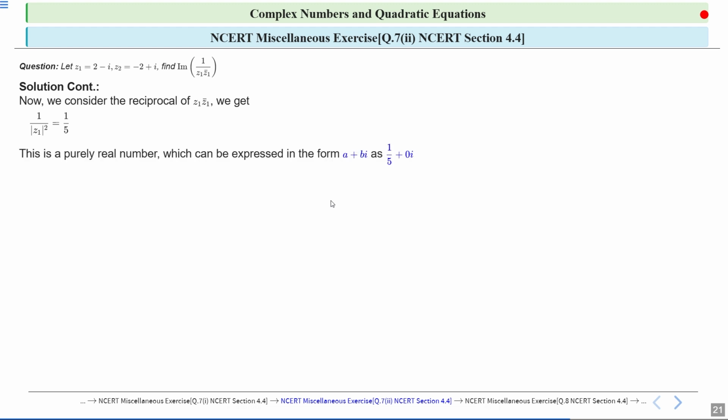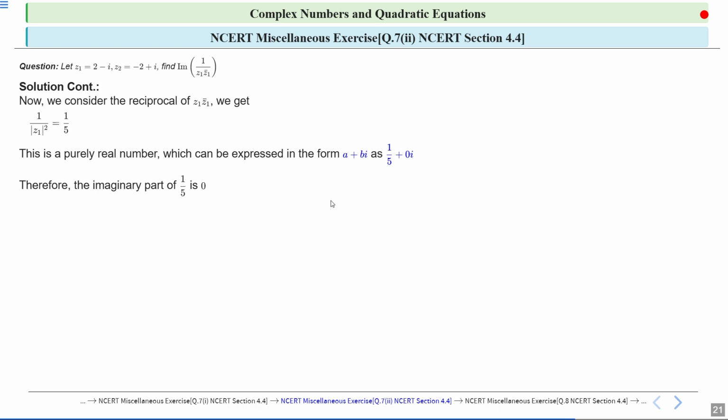So notice that 1 by 5 is a purely real number. In complex number form, any real number can be written as a plus b times iota, where b is 0. So 1 by 5 can be written as 1 by 5 plus 0 times iota. This helps us clearly see the real and imaginary parts.